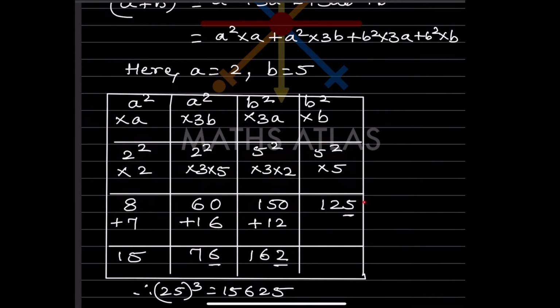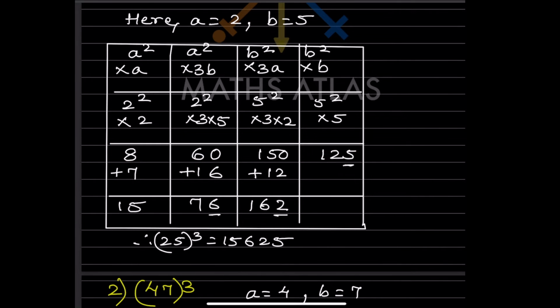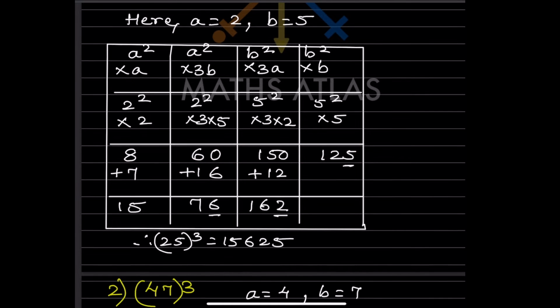Once you get this step, the next step is important. Now see here, we will go in the reverse order, that is from right to left. So you got 125. Just look at the units place.